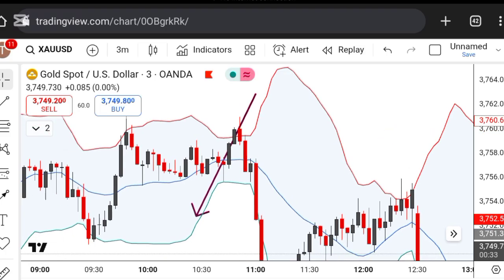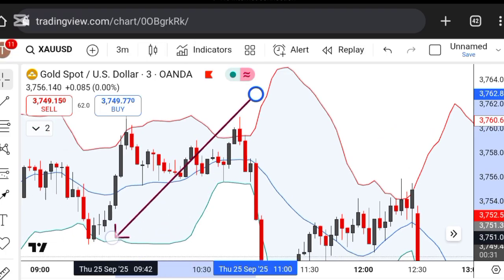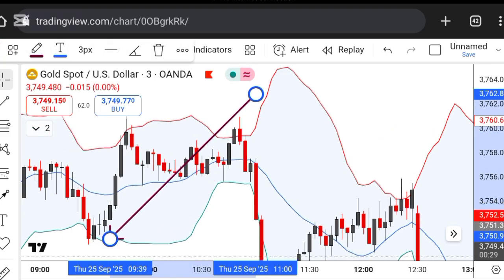So once this market comes to the lower band, you look for an opposite candle to form. Once the opposite candle closes and you know quite all right, it's an opposite candle, it is time for you to take a trade. This is your 3 minutes chart.